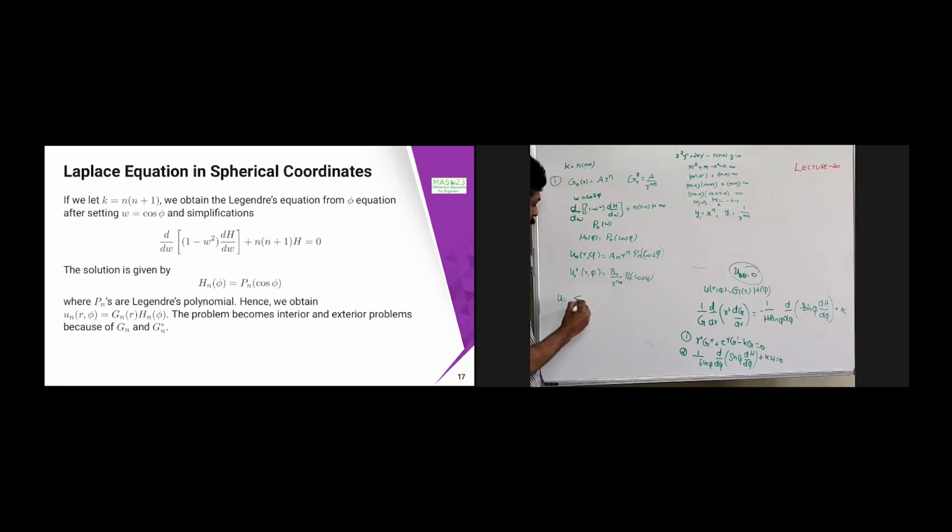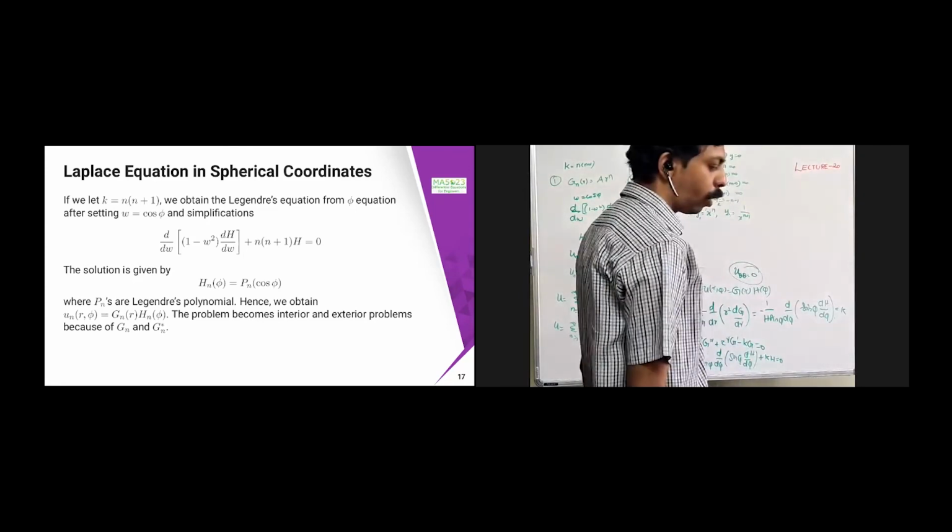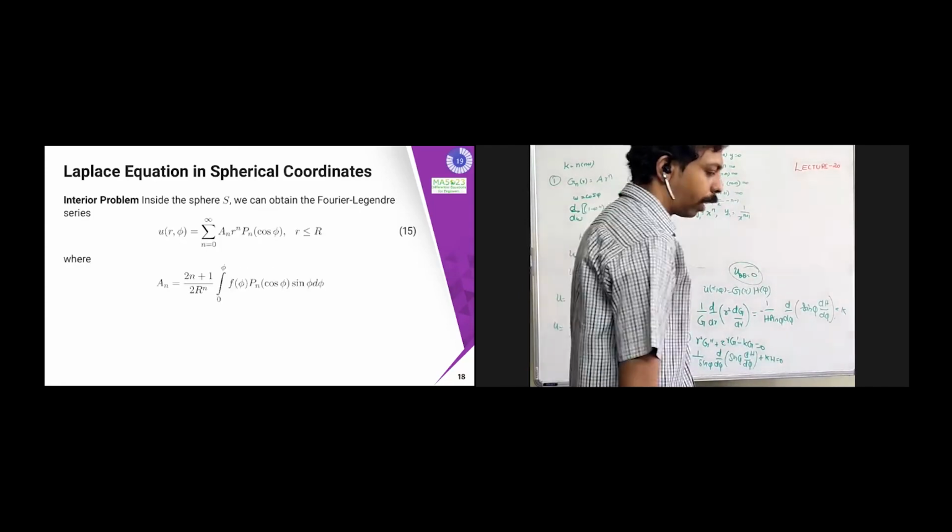Therefore, you are going to get summation n equal to 1 to infinity, a_n into r power n into P_n of cos phi, is one solution. Another one you are going to get is something like summation n equal to 1 to infinity, B_n into r power minus (n+1), P_n of cos phi. So one you are going to get is like an interior problem, another you are going to get like an exterior problem.